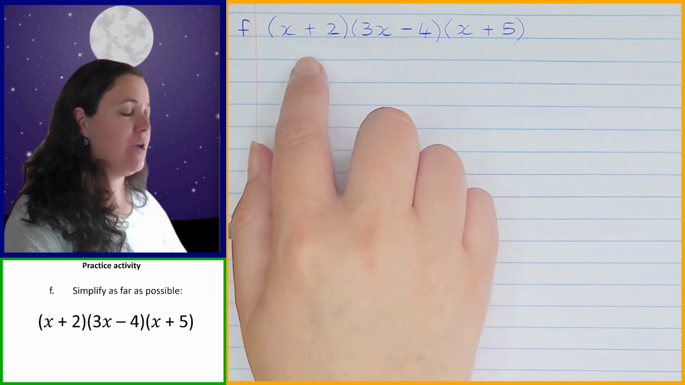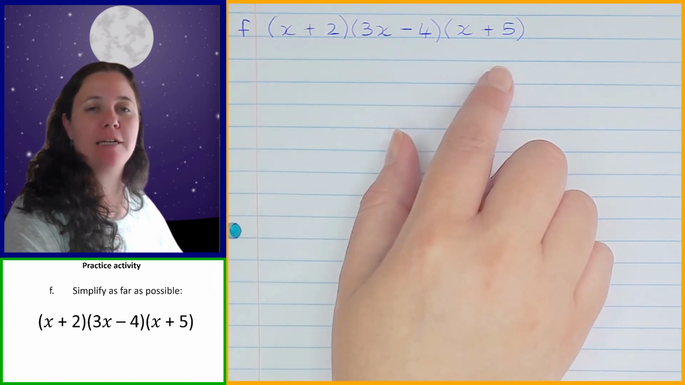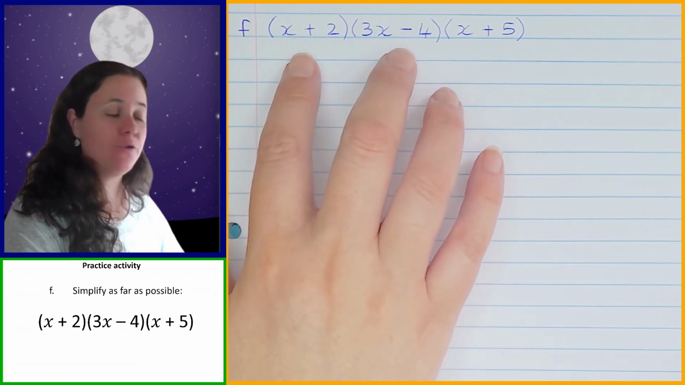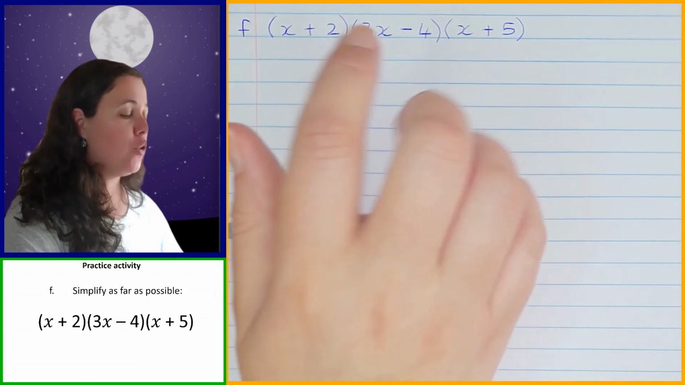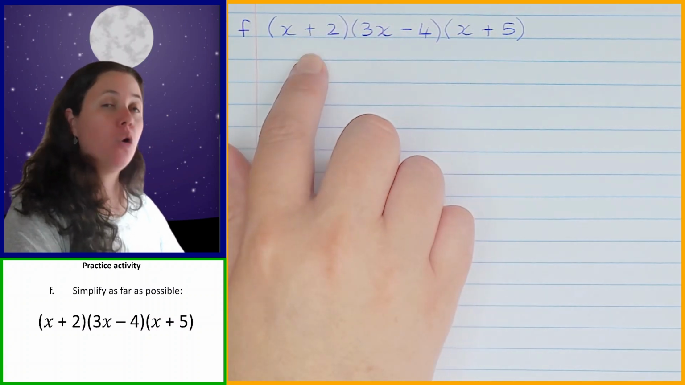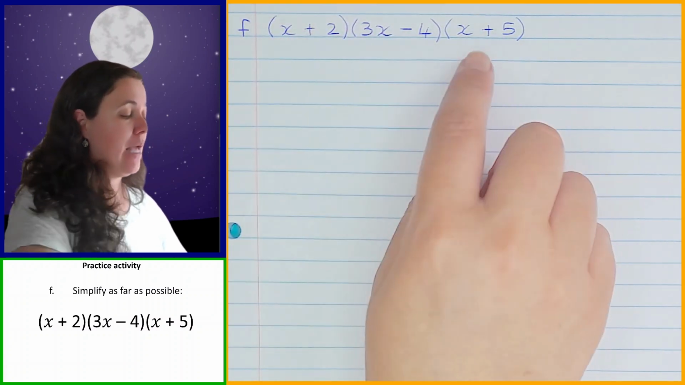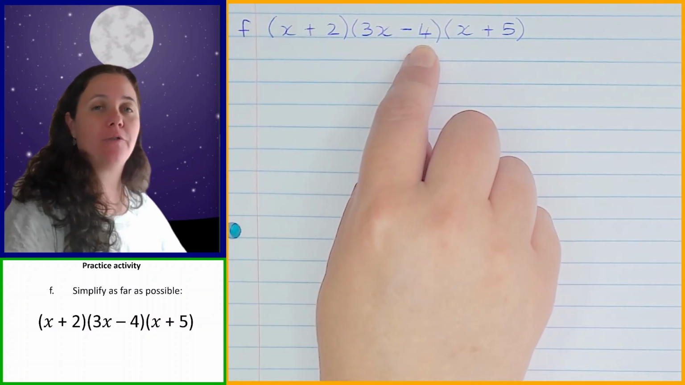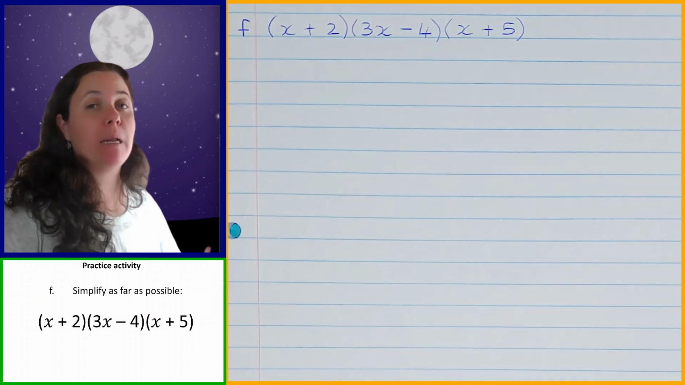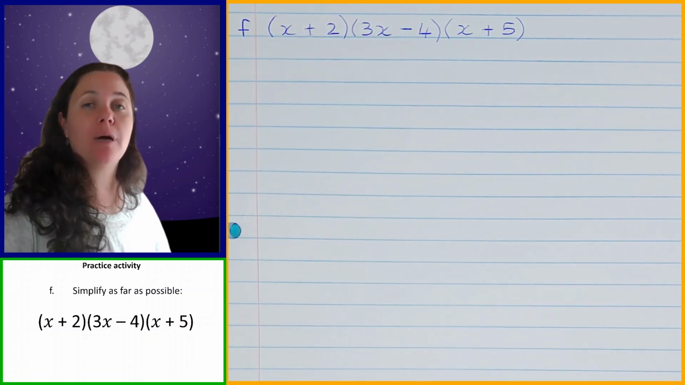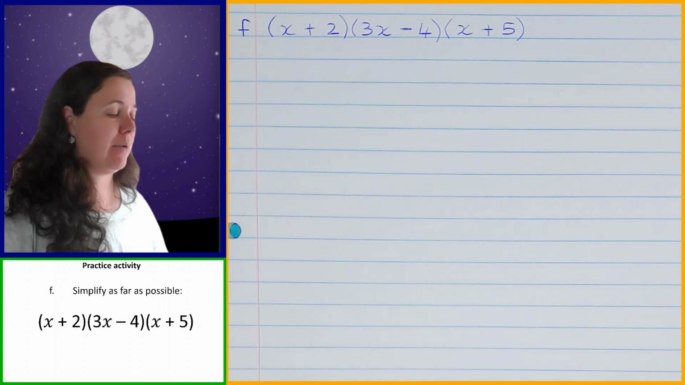Right, so in this question, we have got 3 binomials that are being multiplied together. Now, you've got a choice. You can multiply these ones together first and then multiply by the third one, or you can multiply the last 2 first and then multiply by the first one, or you can even rearrange them and do these 2 first and then multiply by the 3x minus 4 after that. The only thing you can't do is multiply all 3 of them together at the same time. You have to choose 2 and multiply them together first and then multiply by the last one.